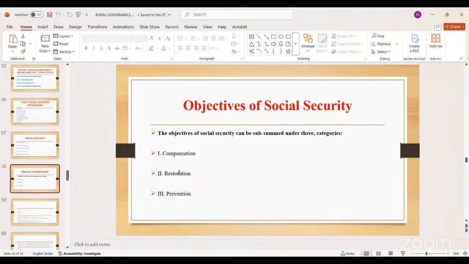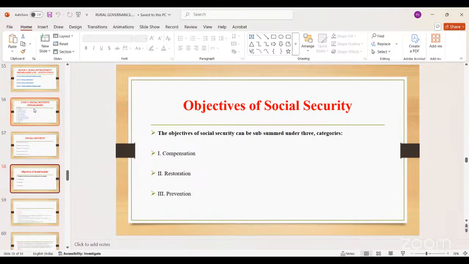And regarding all these three objectives of social security, we have schemes like the Factories Act, Industrial Safety Act, and Workmen's Compensation Act, which are very helpful in prevention of different types of work-related injury and occupational diseases. As we know, prevention is better than cure. So this third objective of social security is also very important.